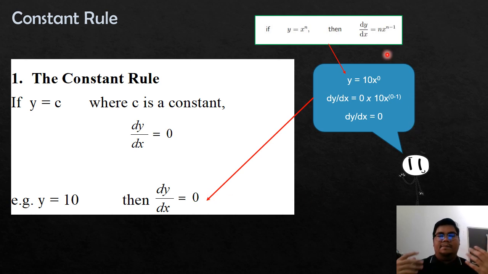Now, if we see this from the formula point of view, y is actually a function of x. It's just that x is to the power of 0, because x to the power of 0 is equal to 1. So when we multiply 0 by 10, we get 0. That is why when we differentiate a constant, it becomes 0.